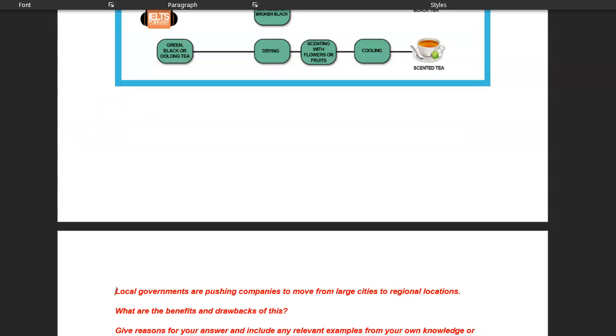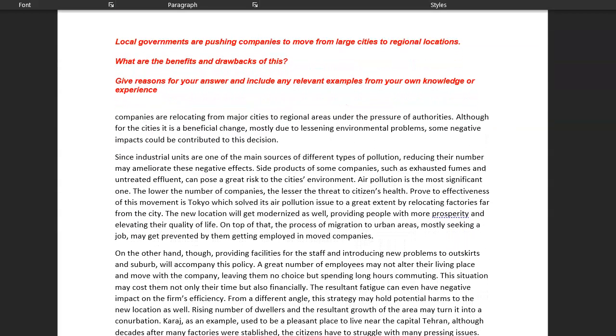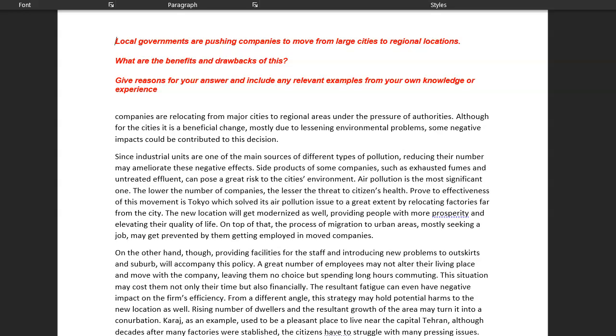So local governments, let's just come down the page. Local governments are pushing companies to move from large cities to regional locations, benefits and drawbacks, and reasons. So explain and then examples. So companies, watch out with capital letters. These are super important. Companies, so many, a significant amount. It's not every company, careful.